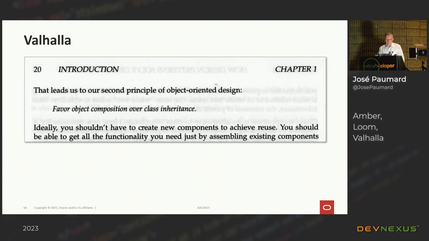Page 20 of this book is the introduction, and I'm showing this page because some people came to me previously telling me, no, it's not written in the book. Okay, so favor object composition over class inheritance. This was written in 1993 or 1994, all right? 30 years ago, people said, stop doing inheritance. Do object composition instead. Records are about favoring composition over inheritance.